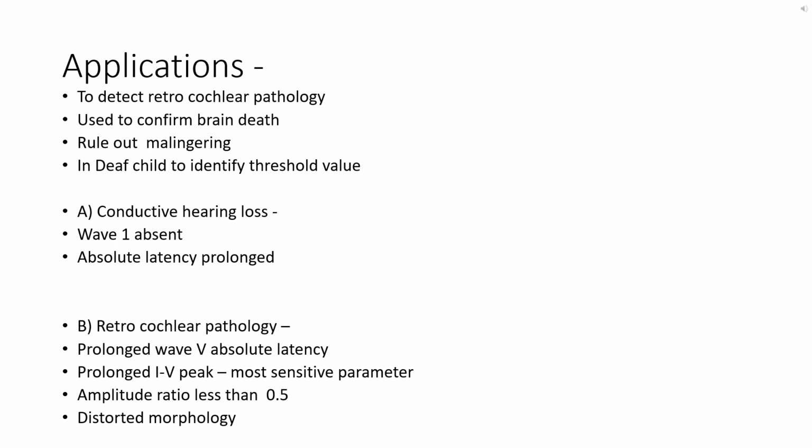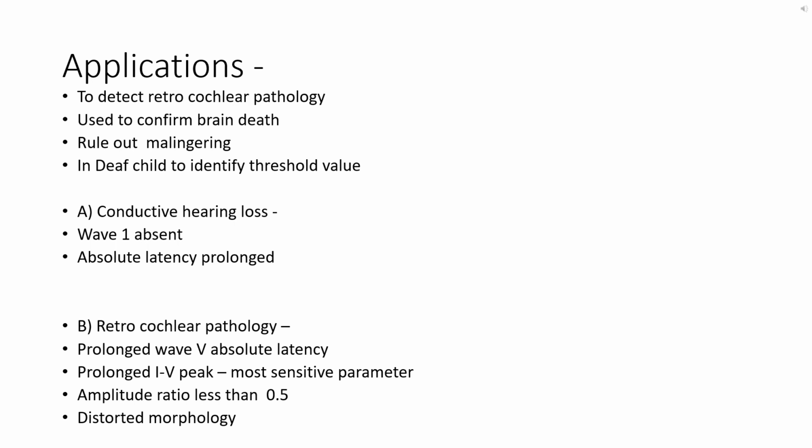Coming to the retrocochlear pathology. In case of retrocochlear pathology, what peculiar changes will we see in the BERA graph? There will be prolonged wave 5 absolute latency, and prolonged wave 1 to 5 peak, which is the most sensitive parameter. The amplitude ratio will be less than 0.5, as previously told, if it is less than 0.5 it is abnormal, and there will be distorted morphology of all the 5 waves. So these are the few important applications, and how to discriminate between conductive and sensorineural hearing loss on the basis of BERA.